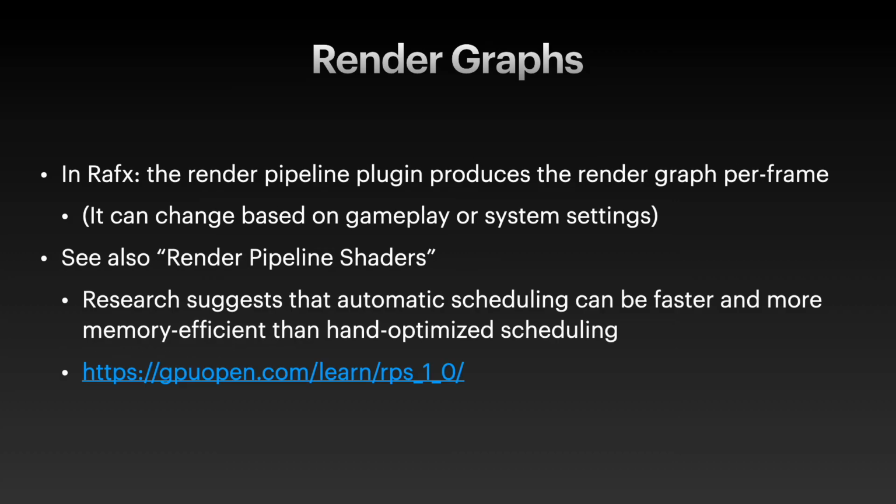A lot of resources are available to read about render graphs. I think they make a lot of sense if extensibility is at all a priority. In graphics, the render pipeline plugin generally produces a render graph per frame. The parts of the graph that are active will change depending on game state as well as graphics setting. AMD recently introduced render pipeline shaders, which I think are worth a look as well. They showed some very promising results.